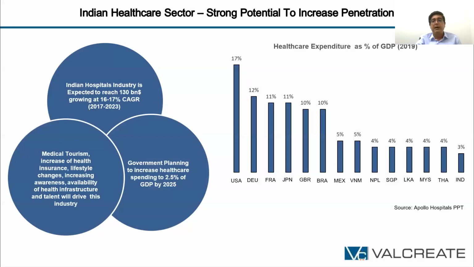So our healthcare expenditure is still 3% of GDP if you put the government as well as public and private contribution to healthcare. And government is planning to increase their contribution from 2% to 2.5% by 2025. Although we are very, very low compared to global averages. If you look at the US, 17% is spent on healthcare.